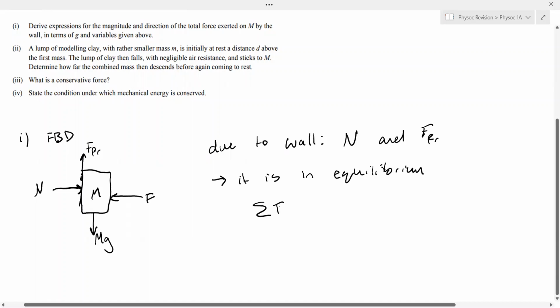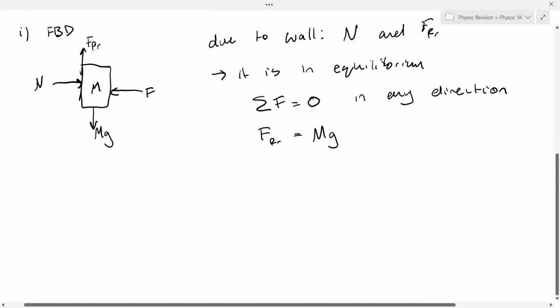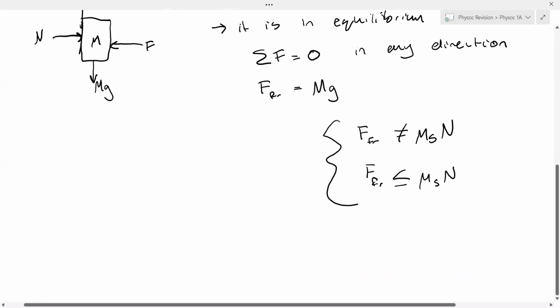Which means our sum of forces must equal 0 in any direction. So looking at this horizontal direction, our F frictional force is going to be equal to mass times the acceleration due to gravity. Just as a little side note, F friction is not going to be equal to our coefficient of friction times n, just because the correct formula for static friction is that it's going to be less than or equal to, which means we have no idea what the actual magnitude of that is.